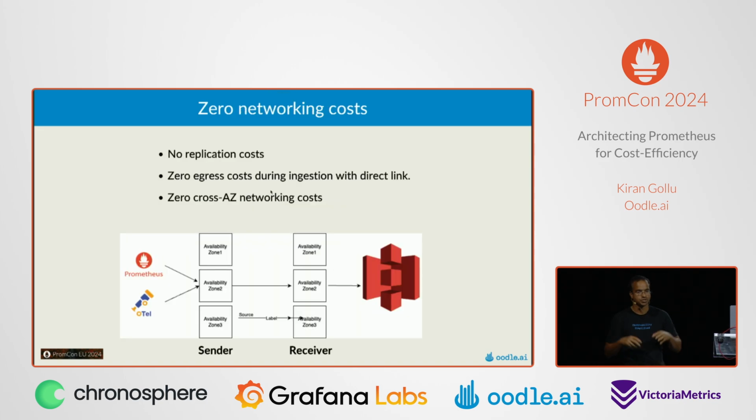We're also able to achieve zero networking costs with an AZ-aware architecture, especially if you're hosted on the cloud. When the sender or the OpenTelemetry data goes through an availability zone, you can actually pin the availability zone across sender and receiver and directly write it to S3, so that there are no egress costs at all. Egress costs are down to zero. So that's something that we have leveraged.